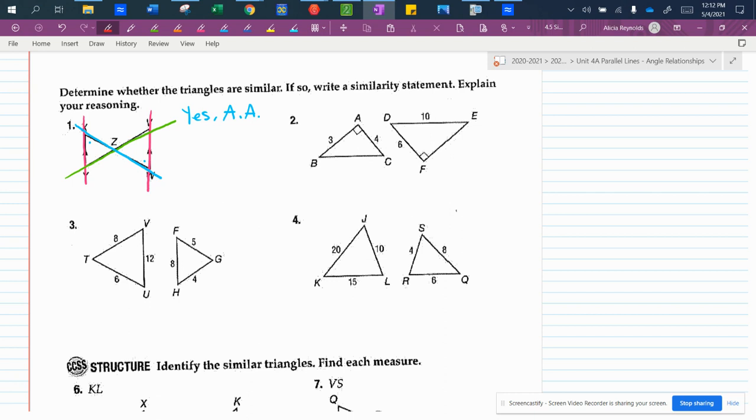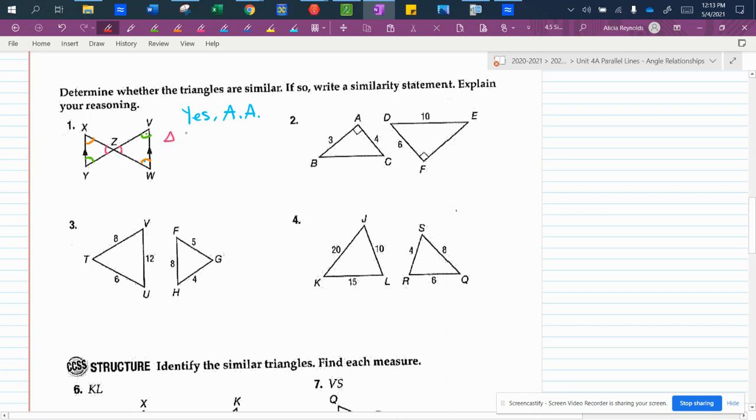So yes, these two triangles are similar by the double angle rule. And our congruence, this is where we have to be careful. I'm going to erase these lines so that we can see what our angles are. So by alternate interior, Y and V are congruent. By alternate interior, X and W are congruent. And by vertical, Z is congruent to itself.